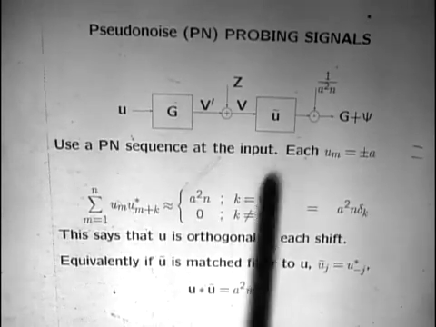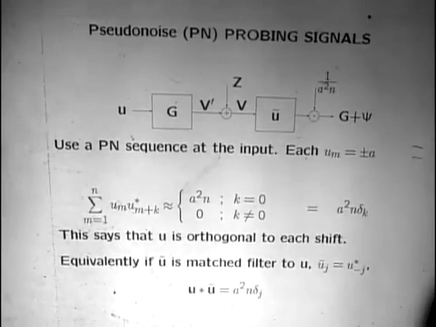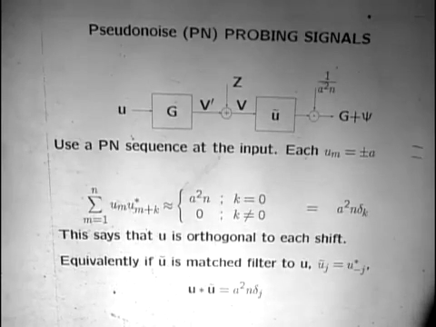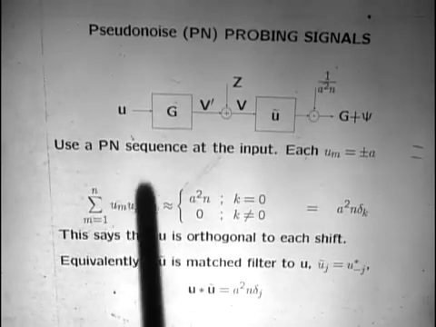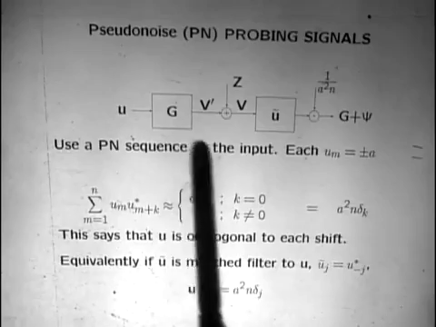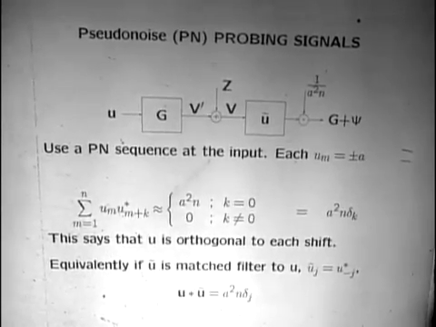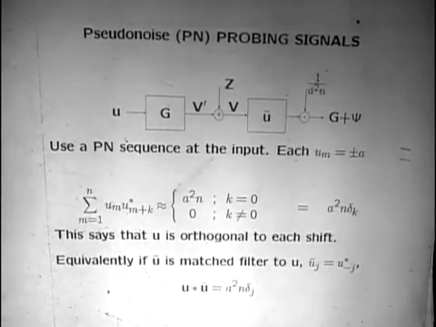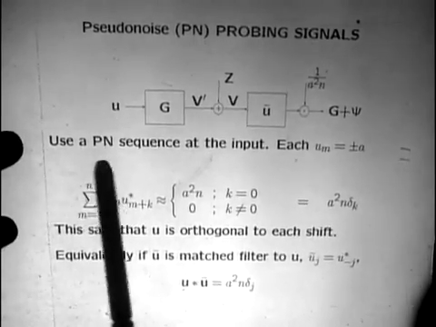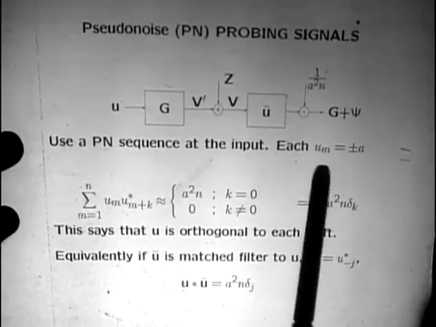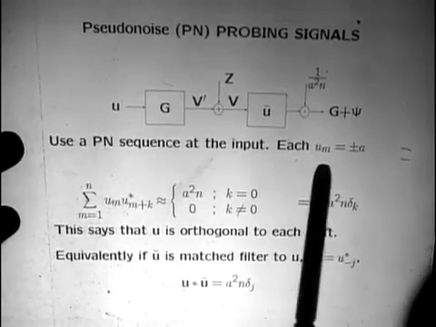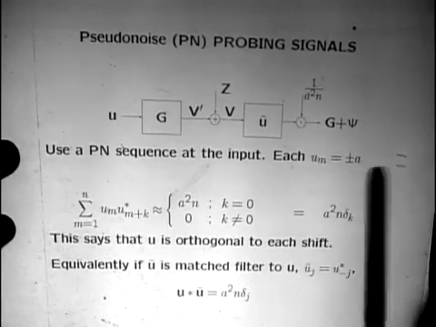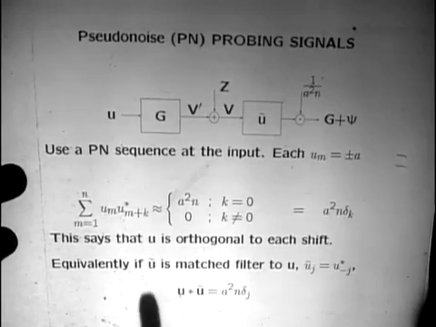I claim that what we ought to do is use a matched filter to u here. And if I use a matched filter to u here, that matched filter, if I'm using a pseudo-noise sequence, is going to, bingo, give me the filter that I started out with plus some noise. Okay, why is that? The property that pseudo-noise sequences have, if I choose each of the inputs to have a magnitude of a, and think of it as being real, plus or minus a, which is what people usually do.